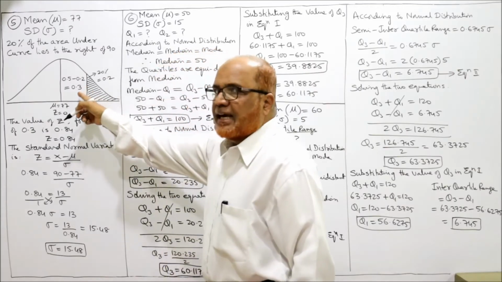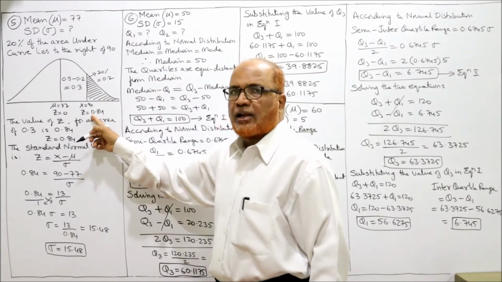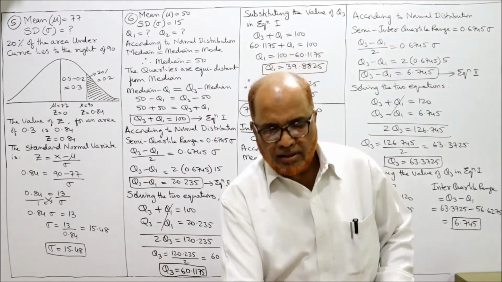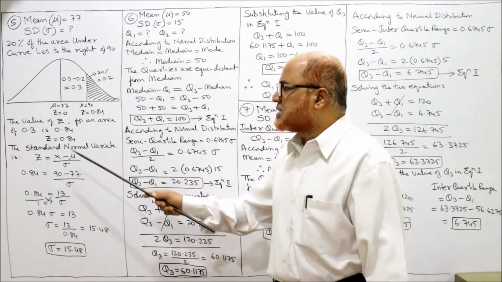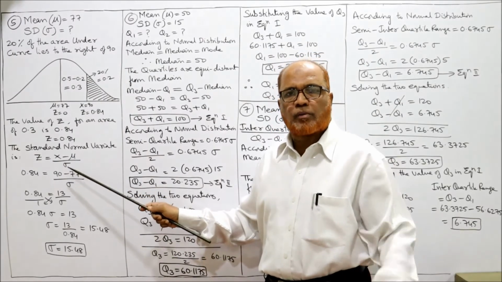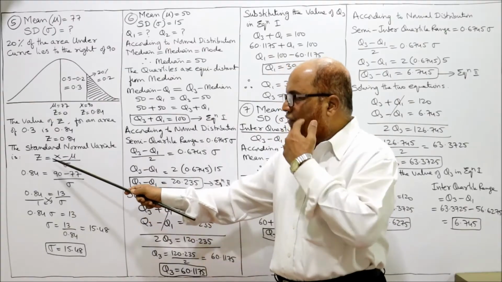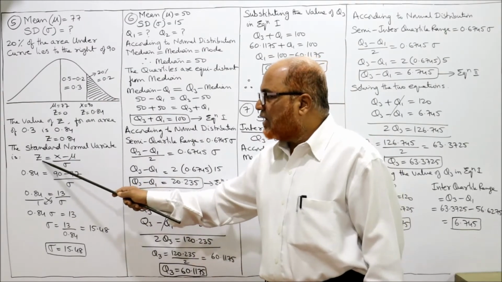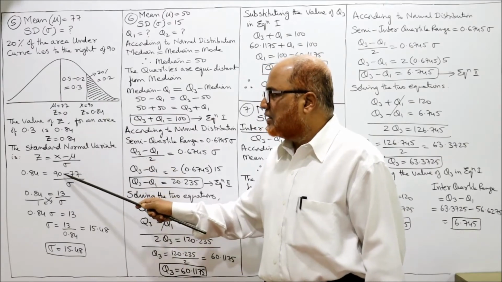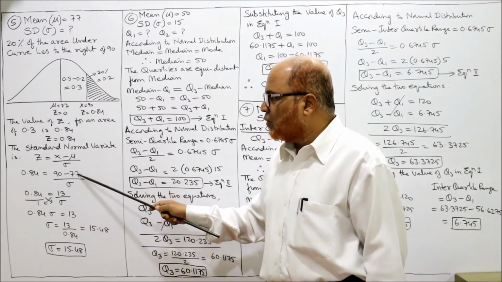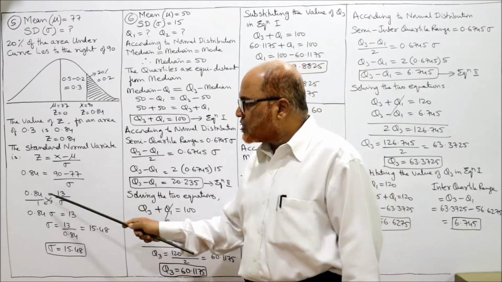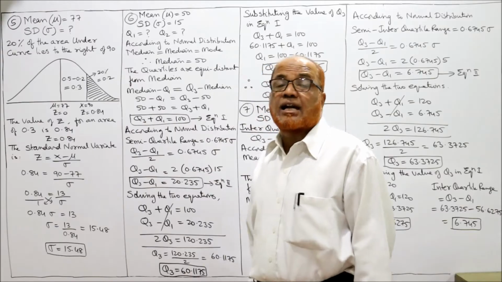So by using this area, we have found the value of Z. Now we apply the standard normal variate equation. The standard normal variate equation is Z is equal to x minus mu by sigma. We already applied it in the previous problem. But here the Z value we already got as 0.84. The x value is given as 90 and mu is 77. Sigma we don't have, so in the whole equation there is only one unknown variable, that is the standard deviation.